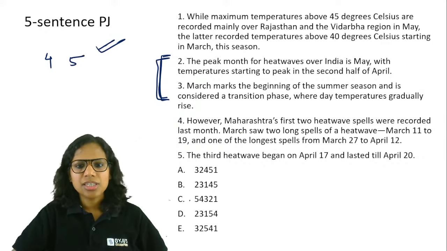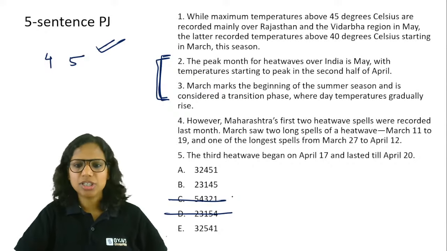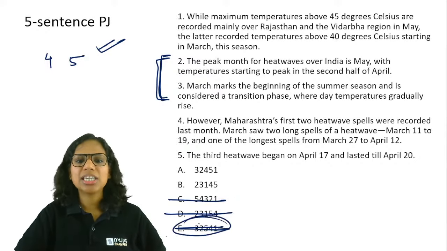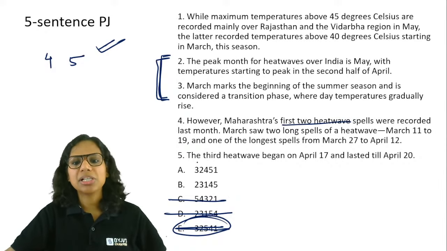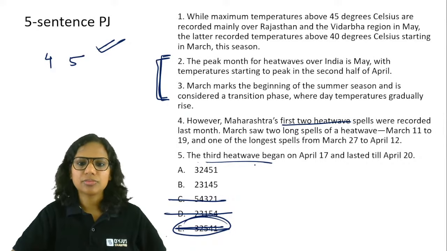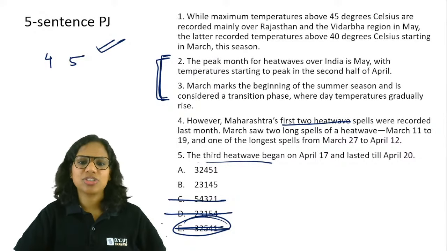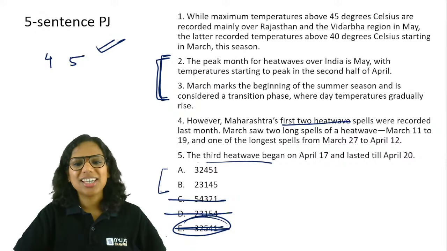Yes. C can be very easily eliminated. D can be very easily eliminated. Good that you did this time. Even E can be eliminated. Those who are saying E, shouldn't 4 come before 5? We are talking about the first two heat wave spells and this is the third heat wave. Based on just this itself, I have eliminated 3 options. Now I am just left between these two.